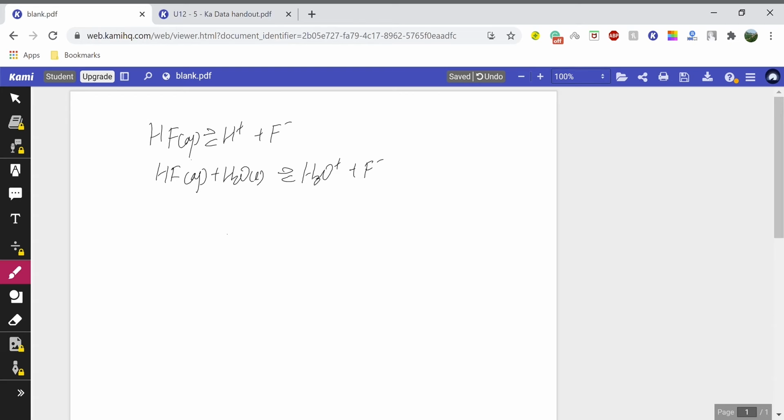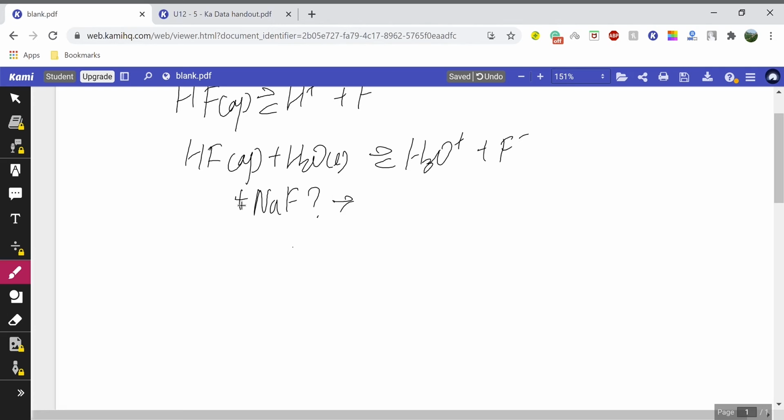Now, what if we add NaF, sodium fluoride? What will happen? The NaF will dissolve and it will turn into Na plus and F minus. Na plus is a weak conjugate acid of a strong base, so it will have no affinity for water and will remain as a spectator. So the only thing that will be within the reaction is our F minus. F minus is a common ion in the solution.